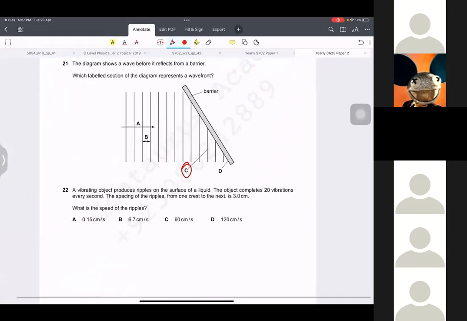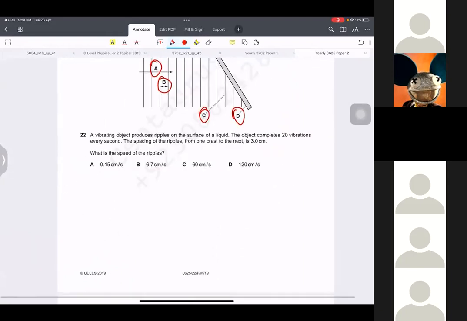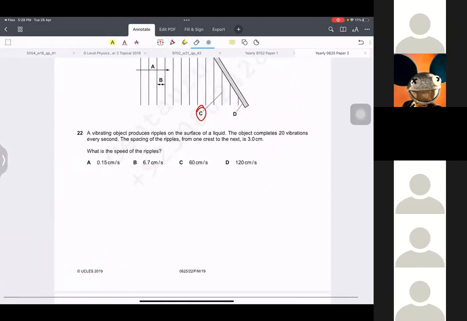C has to be different. This is wavelength. Now the vibration. The vibrating produces ripples. The object completes 20 vibrations every second, so 20 oscillations in 1 second. So it means this is the frequency. It's 20 hertz. And the spacing of ripples from one crest to the next is this.